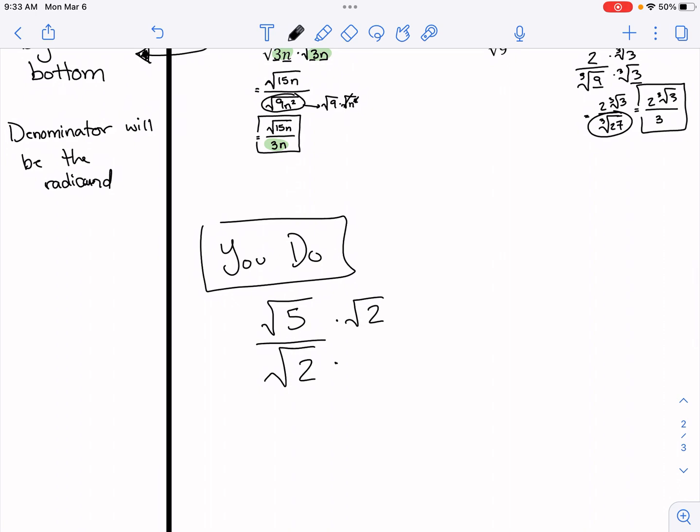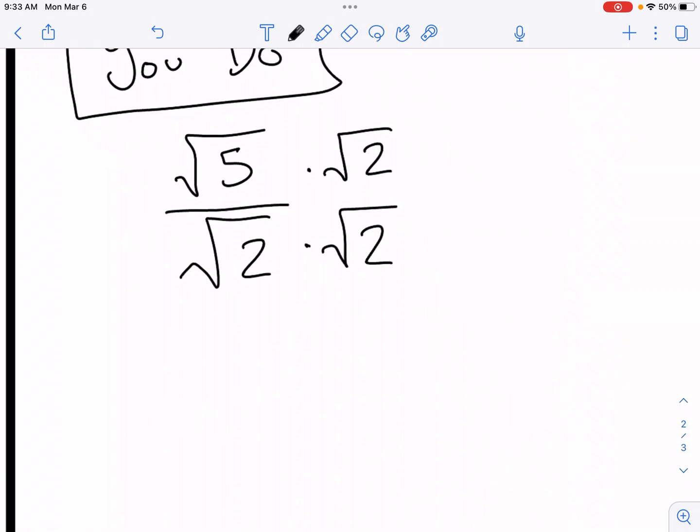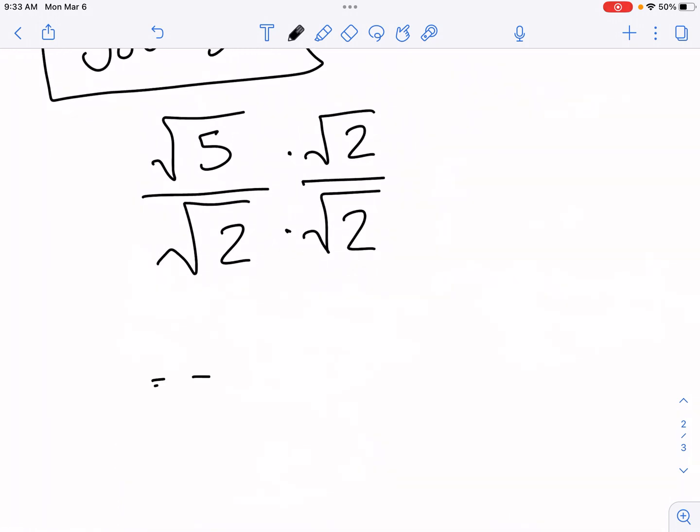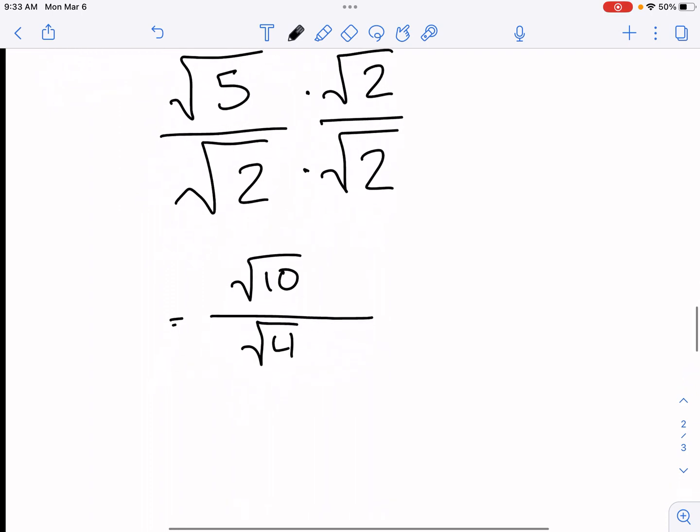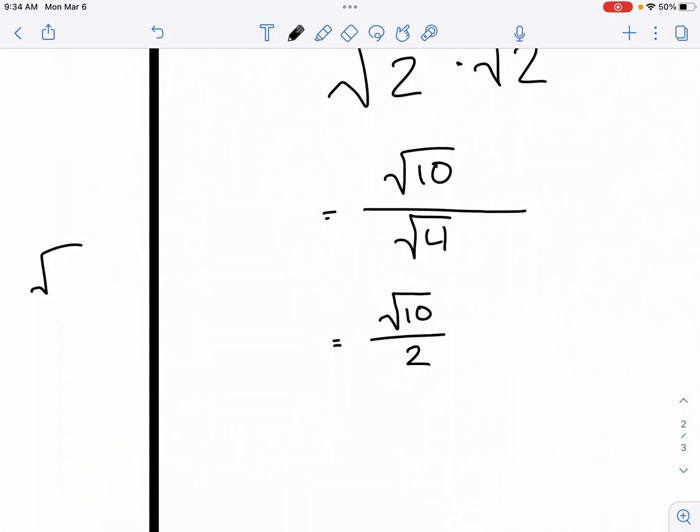You would multiply by the square root of the denominator, which is square root of 2. The square root of 5 times square root of 2 is square root of 10. Square root of 2 times square root of 2 is square root of 4. But we know that when we multiply the same thing, it should be that radicand. So this actually simplifies to be square root of 10 divided by square root of 4, which is 2. And this is actually our final answer. Square root of 10 cannot be simplified any further. There's no perfect squares at all. These are both singleton numbers, so it's already in most simplified form. So our final answer is square root of 10 over 2.